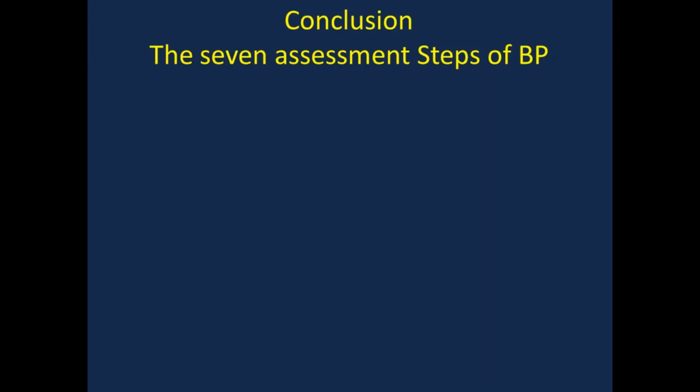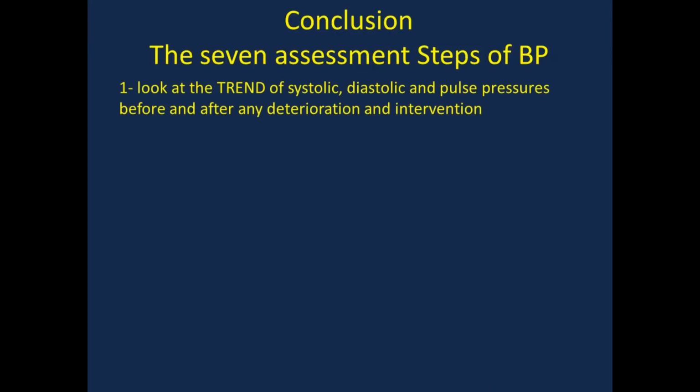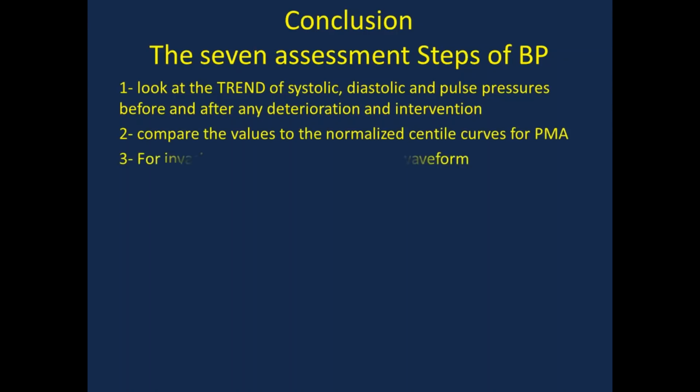So I am almost at the end, and I will give you 5 minutes for questions. So, conclusion: you have 7 assessment steps of blood pressure, just to summarize everything. Look at the trend of the systolic and the diastolic plus pulse pressure. That's very important. It will give you much more clues than what you get from mean arterial pressure. Compare the values to the normalized centile curves for the post-menstrual age.